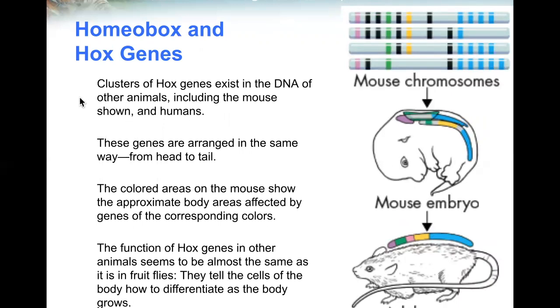Clusters of Hox genes exist in the DNA of other animals, including this mouse shown, and in humans. These genes are arranged in the same way, from head to tail. The colored areas of the mouse show the approximate body areas affected by genes of the corresponding colors. The function of Hox genes in other animals seems to be almost the same as it is in fruit flies. They tell the cells of the body how to differentiate as the body grows. So the mouse chromosomes, multiple chromosomes, they match, head to tail, anterior to posterior, and the gene coding matches.